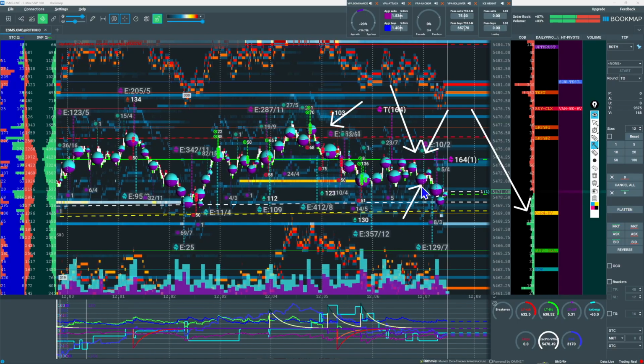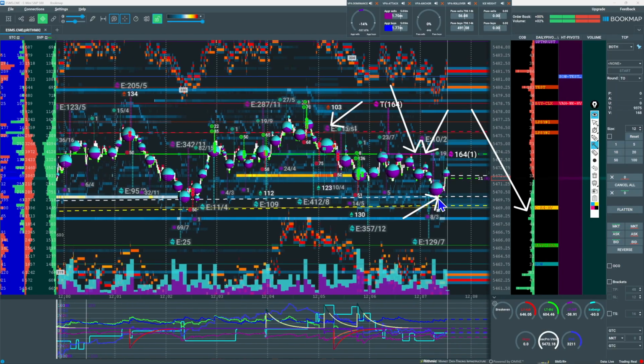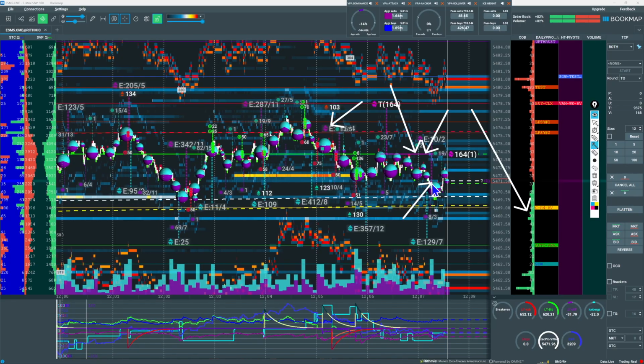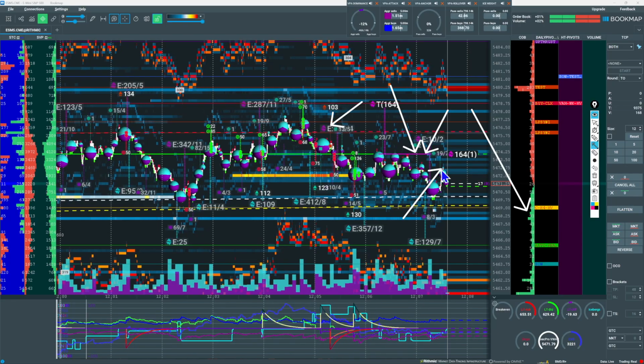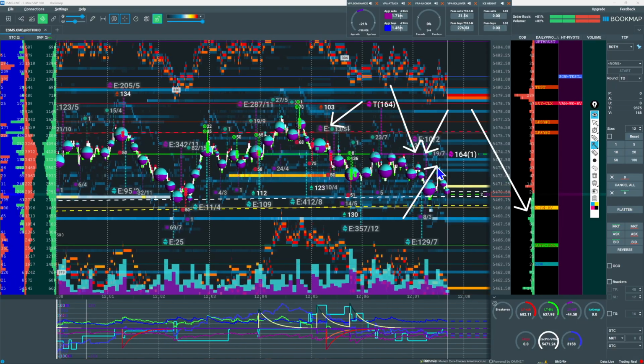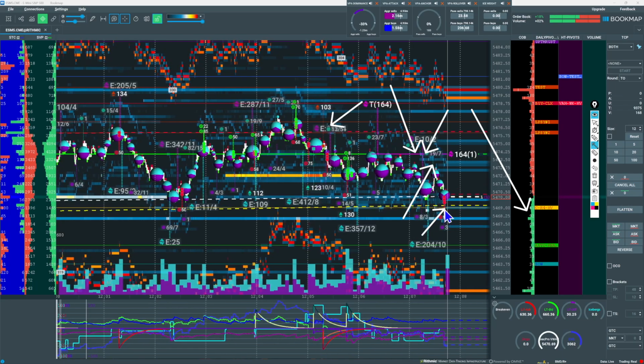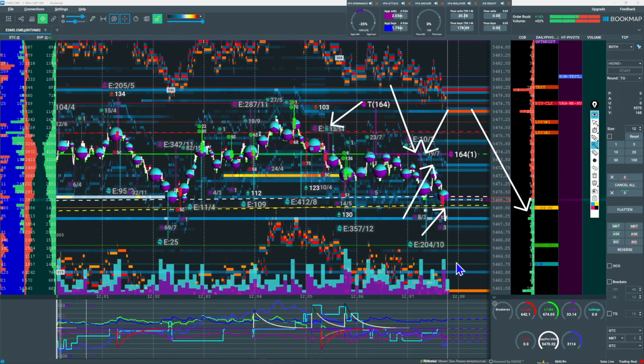Could I expect a retest of this level here from the breakdown? They always like to do that. Like just before the target, you get a retest here. You see you get some exhaustion. I would trail my stop to above this level right now and wait to get my target. Let's see if we get it.